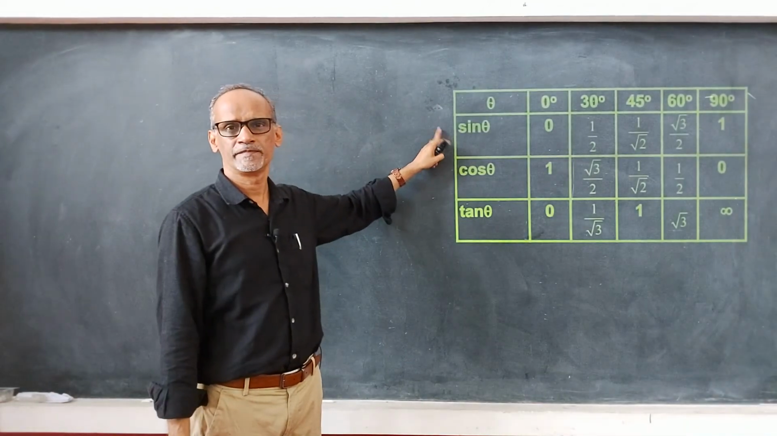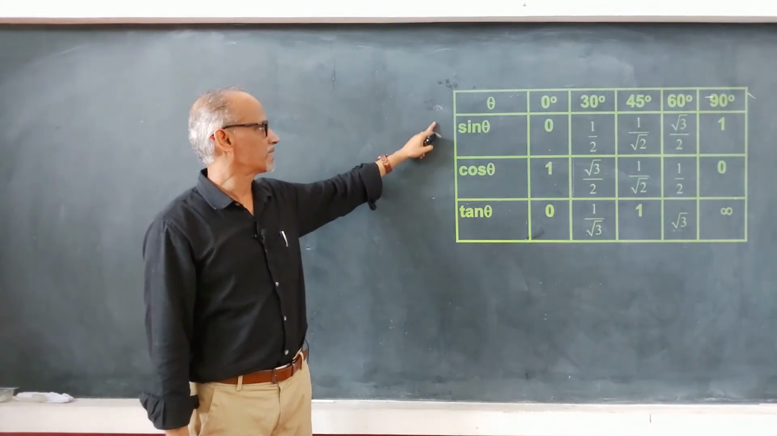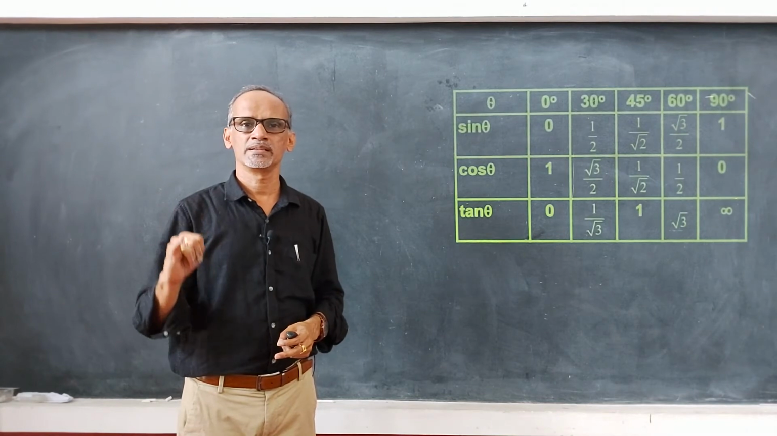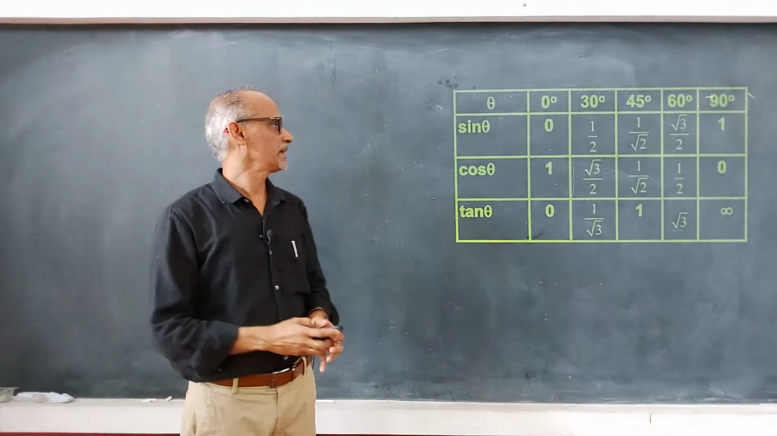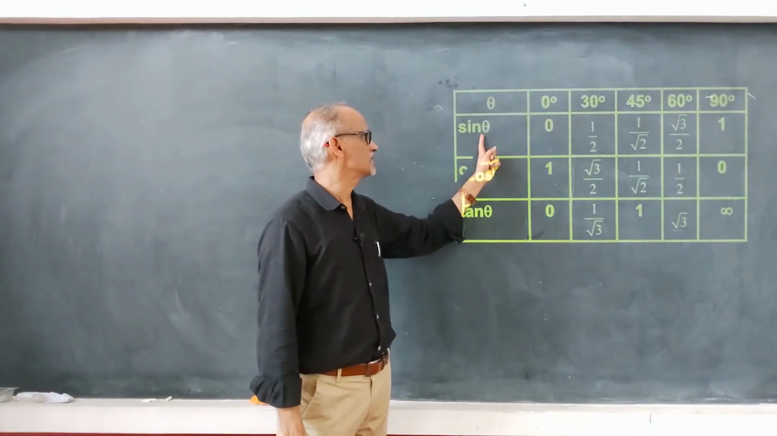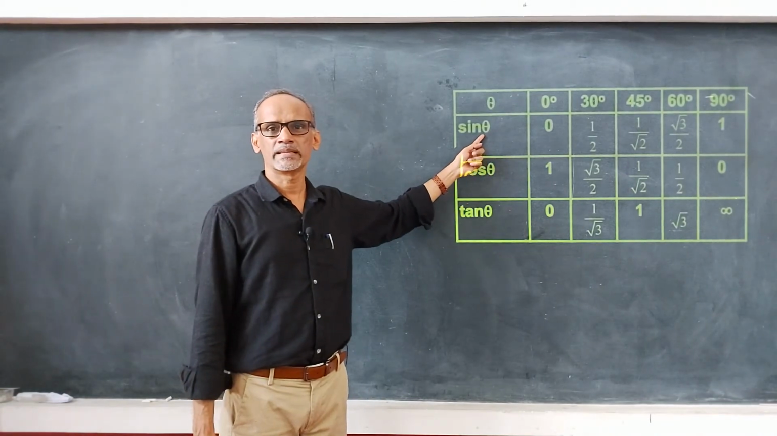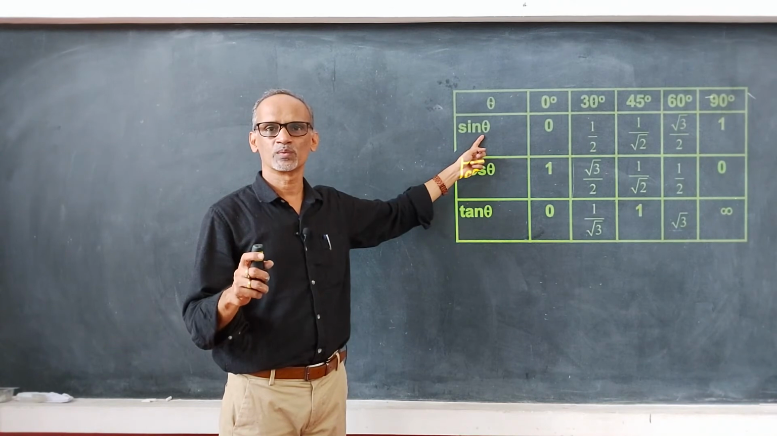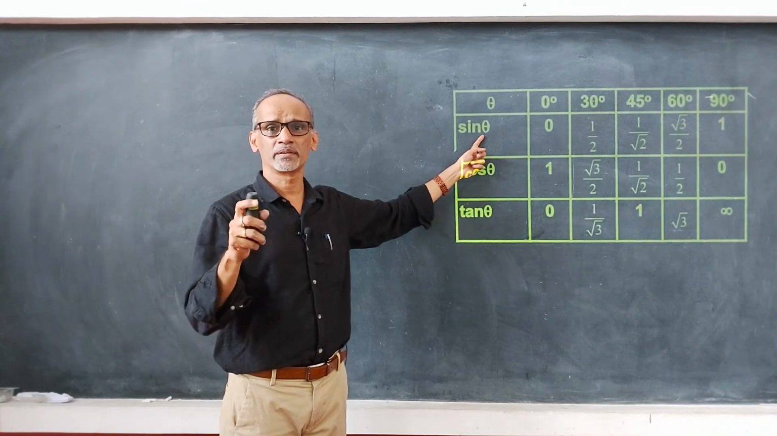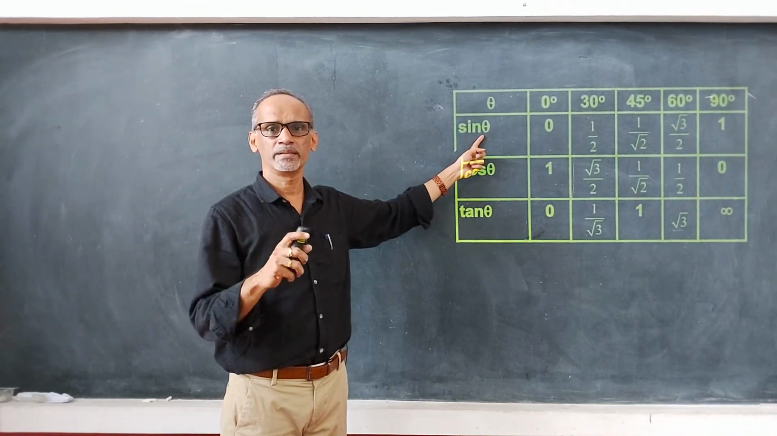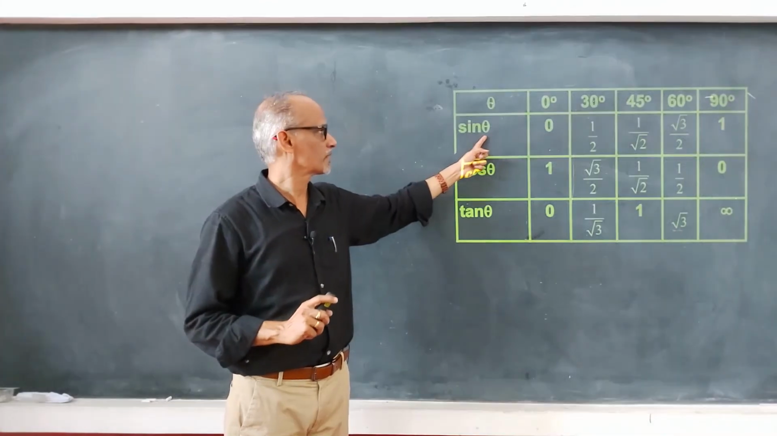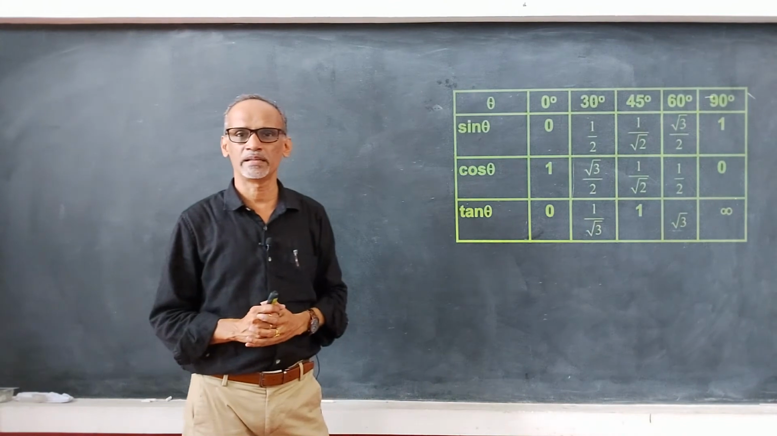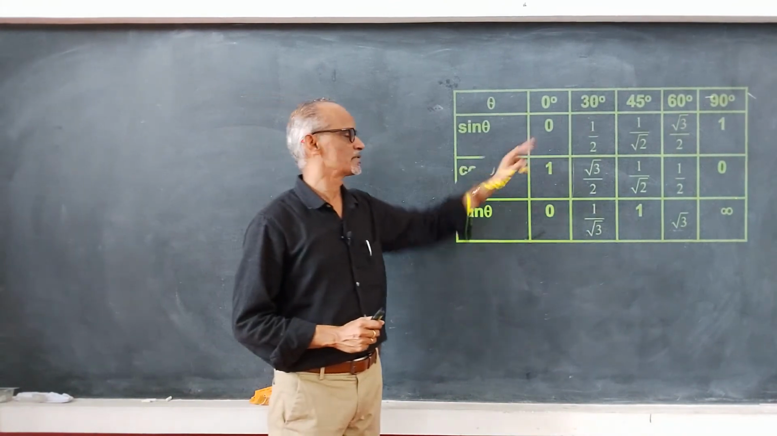Sine first. What are the standard angles? 0, 30, 45, 60, 90. Sine theta, theta is 0. Sine 0 is 0. Sine 30 is a half. Sine 45 is 1 by root 2. Sine 60 degree, root 3 by 2. Sine 90, 1. Okay. So as the angle increases, the value also increases. Maximum value 1, minimum value 0.